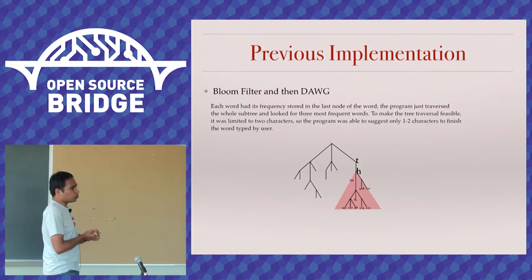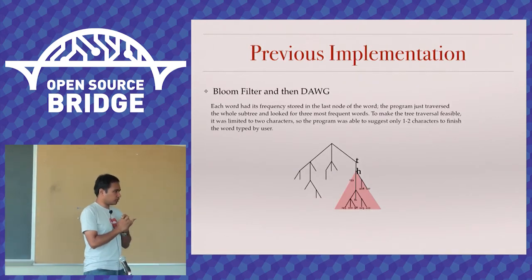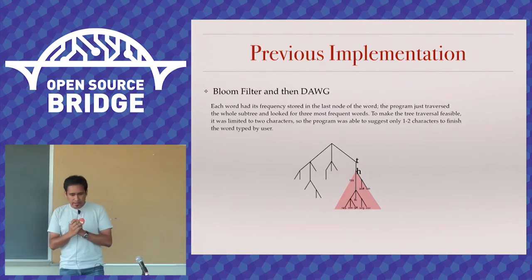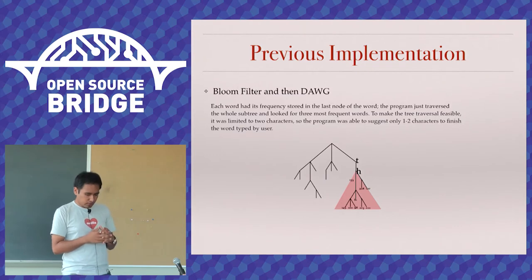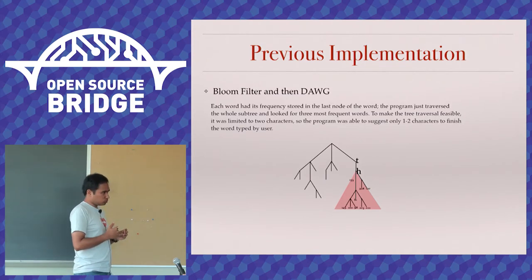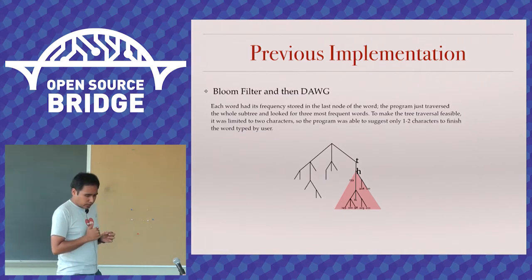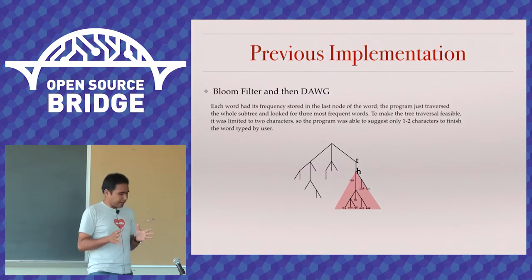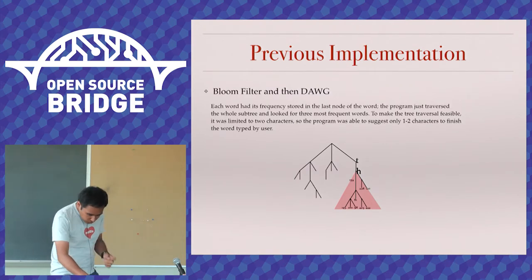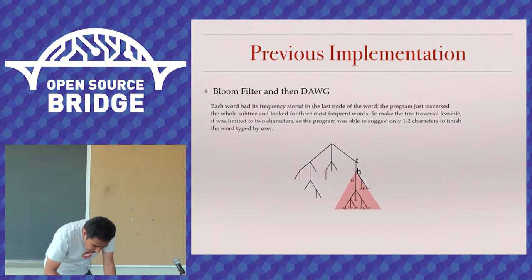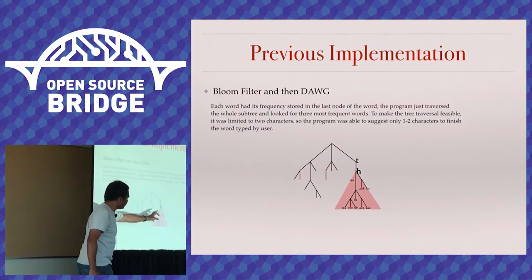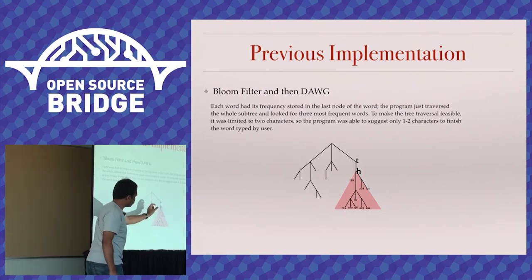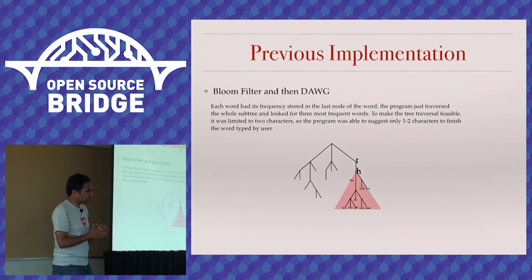So how did it previously work in Firefox OS? They had a data structure, something called a Bloom filter. With that, they used a DAWG. Here, each word is stored in the tree. As you can see, the tree has the prefix H. These are the word frequency lists, so these are the numbers, the weights we have assigned to the words.